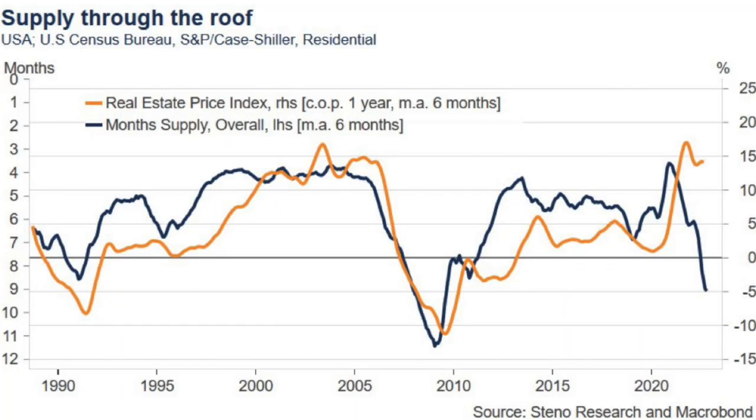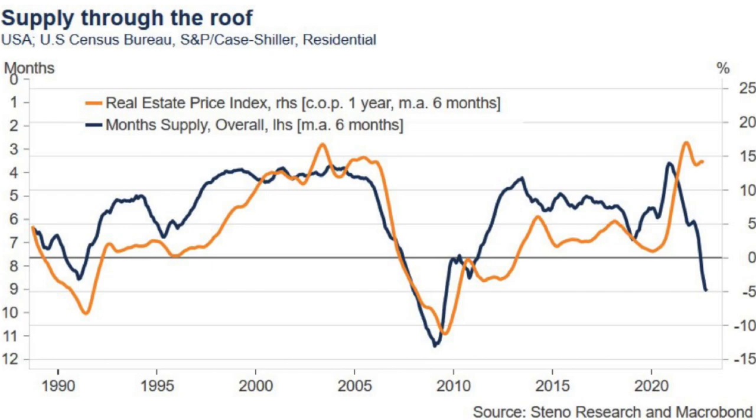This comes from Andreas Steno Larsen as well. Housing supply through the roof, meaning there's a lot of houses being dumped in the market because people just can't afford them with these high interest rates. Try looking at how much a mortgage will cost right now on your house or your rent. It's all too expensive. And so months supply overall, you can just see it inverted, spiking. And because of that, you see real estate prices about to collapse as well.